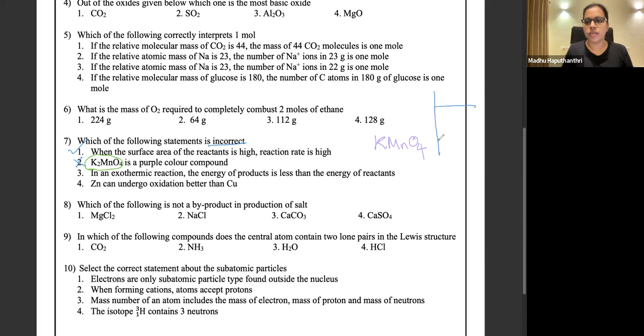So if you interpret that one, this is a rough sketch. This is the energy axis. Reactants will be at a top level. Products are here. So when reactants are coming towards products, energy is given out. So therefore, here I am telling, in an exothermic reaction, energy of products is less than the energy of reactants, yes.